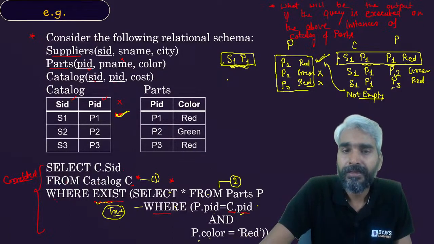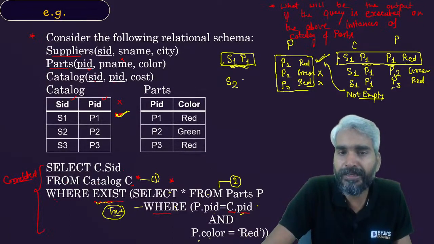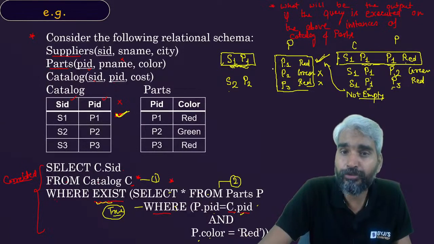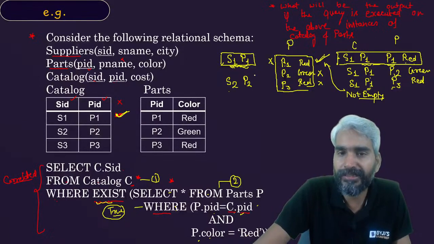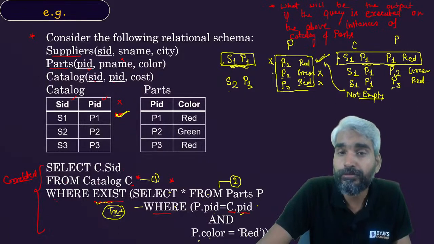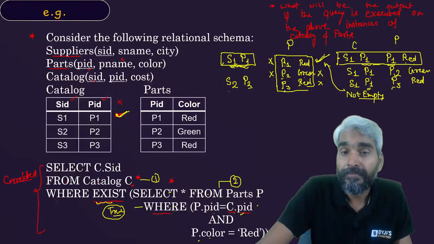Now we will have S2 P2. When S2 P2 is compared with P1 red, what will happen? P.PID is not equal to C.PID, therefore not selected. P.PID is equal to C.PID, but color is not equal to red, therefore again not selected. P.PID is not equal to C.PID, therefore nothing is selected.